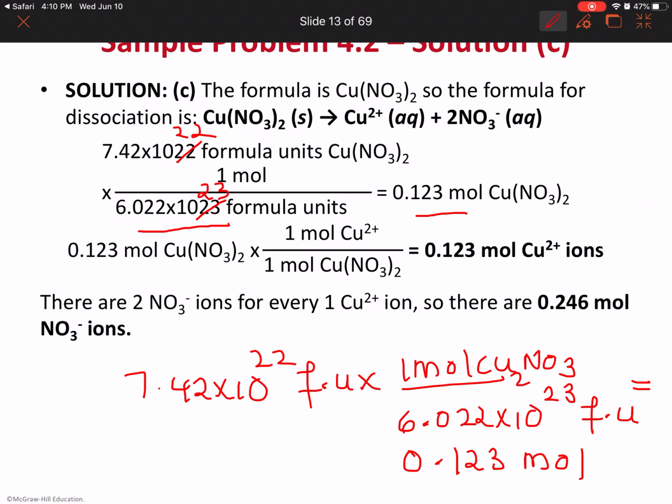And according to the dissociation, if you have 0.123 moles, it should give you a 1:1 ratio of copper. So 0.123 moles of copper nitrate. In 1 mole of copper nitrate, there is 1 mole of copper, so it's about the same amount. But if you want to find the nitrate, there are 2 nitrate ions for every 1 copper ion. So if you multiply by 2, that will give us the number of nitrate ions.